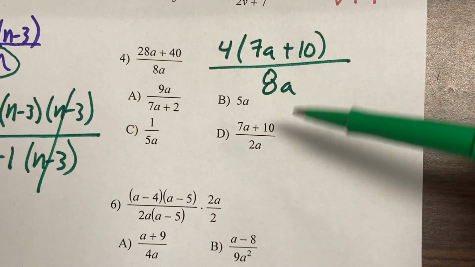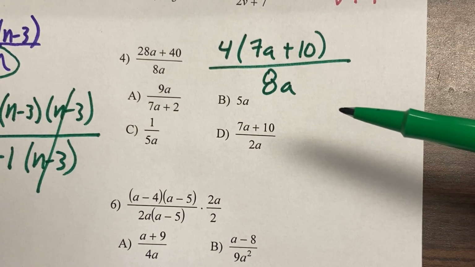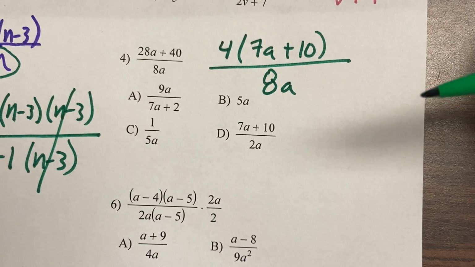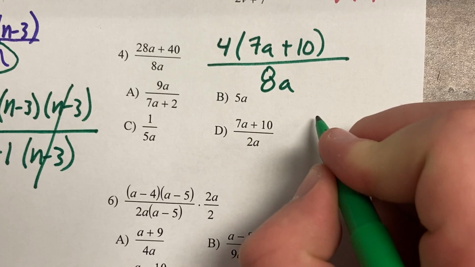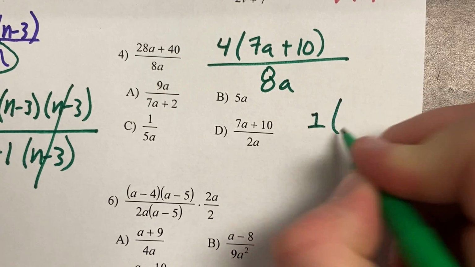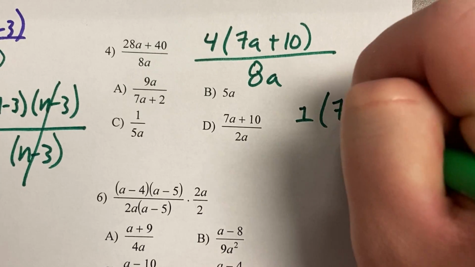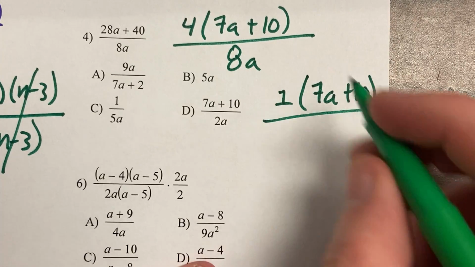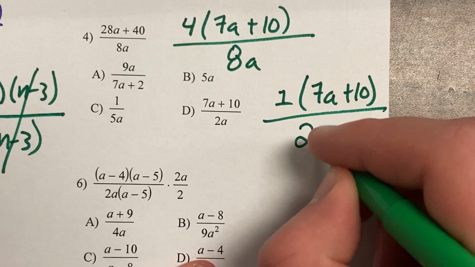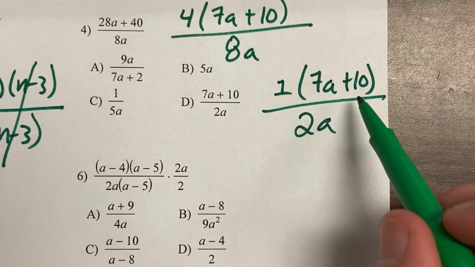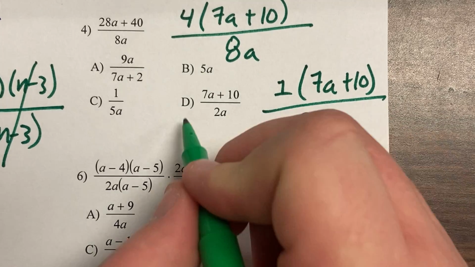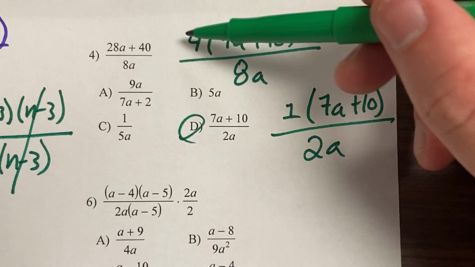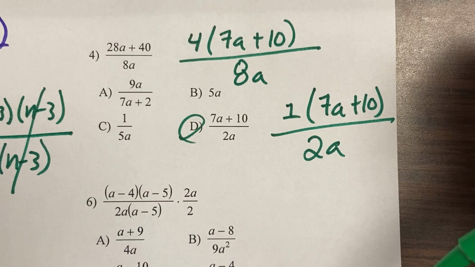There's nothing in the parentheses that cancels like it normally happens, but notice I do have a 4 over an 8. Well, 4 over 8 simplifies to 1/2. So I'm going to write this 1 so we can see it, but I have 1 times 7a plus 10. And then on the bottom, the 8 now goes to a 2 because of the 1/2. So we should have 7a plus 10 over 2a. So pretty much there, when we factor that numerator, 4/8 cut down to be a 1/2.